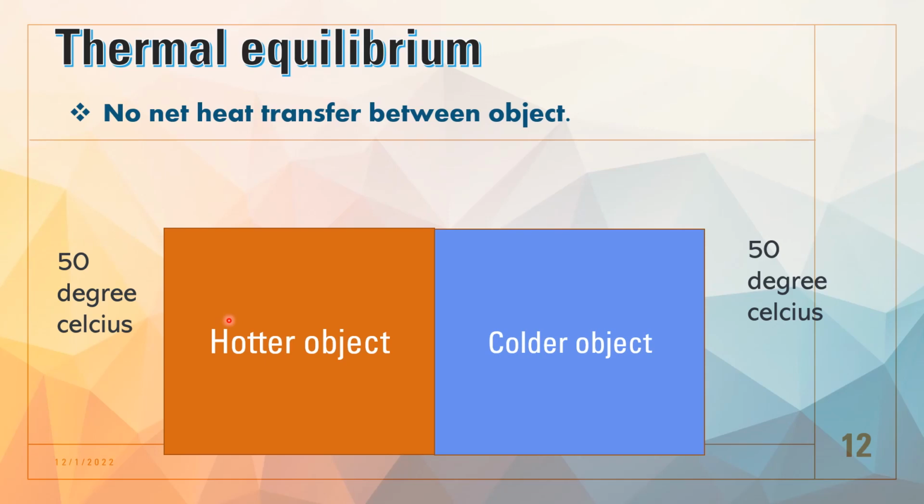When the temperature of both objects is the same, this means that there is no net heat transfer between the objects. Net heat energy from the hotter object to the colder object stops flowing. This is known as thermal equilibrium. In conclusion, thermal equilibrium occurs when the temperature becomes the same and there is no net heat transfer between objects.